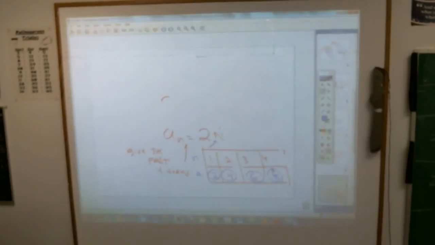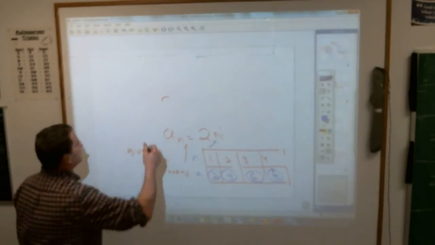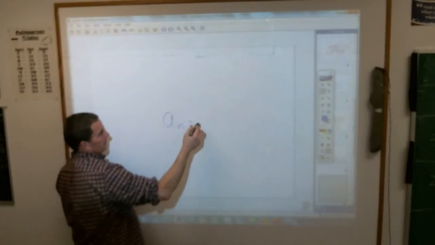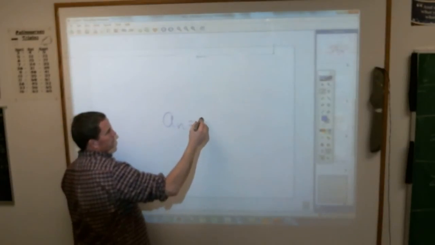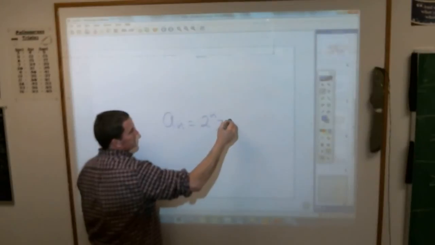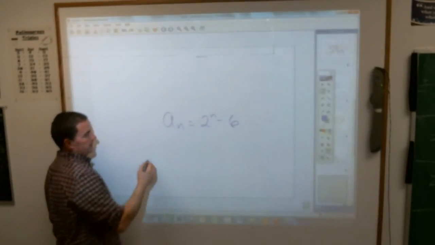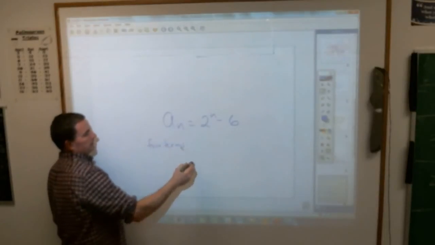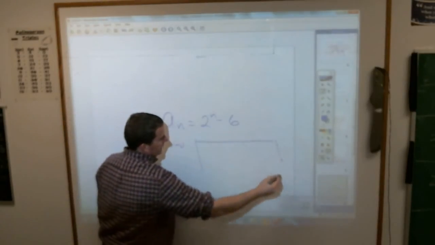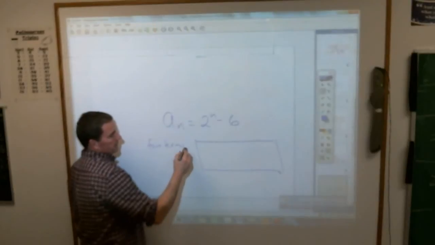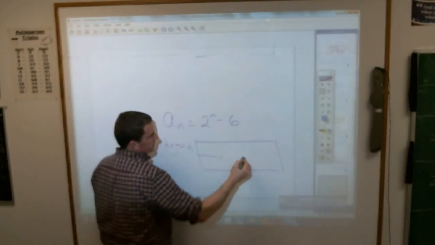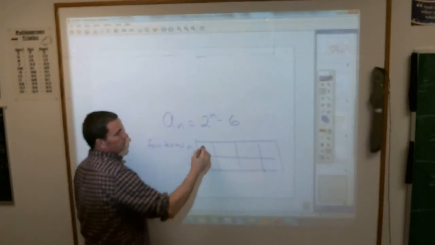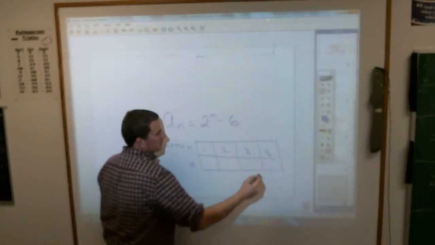And one more, how about this one? A to the n equals, what if it was 2 to the n minus 6? And you're asked to give the first 4 terms. Again, I would start by drawing my little box and labeling it. Okay, this is my n, that's my number of the term. This is my result, what you get from the term. 1, 2, 3, 4.